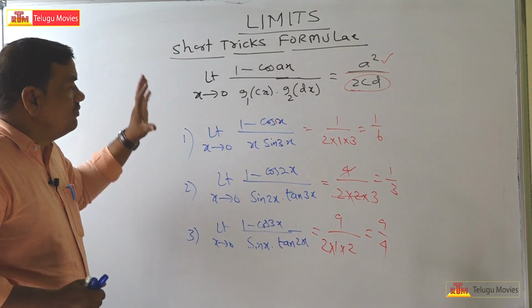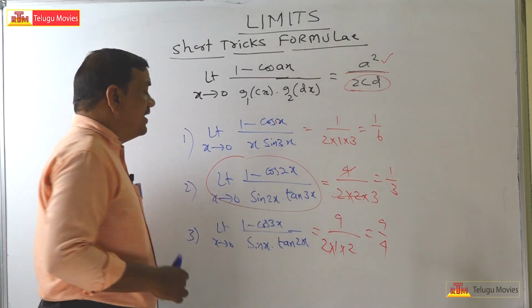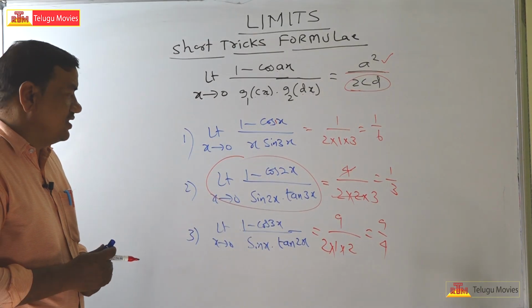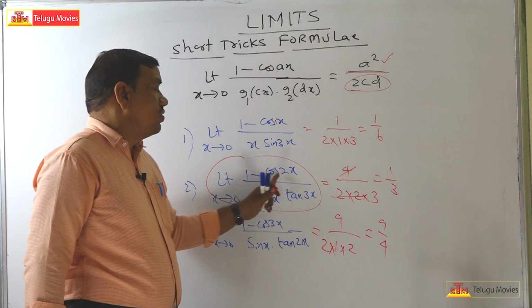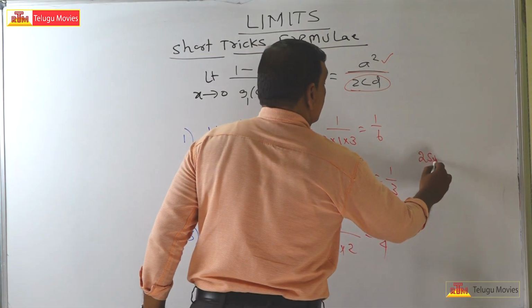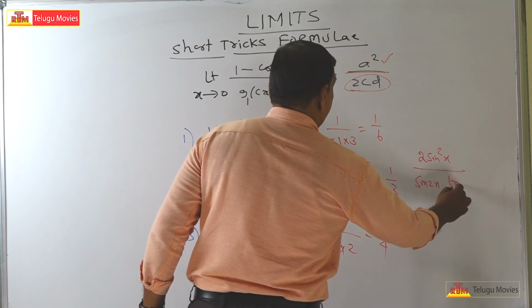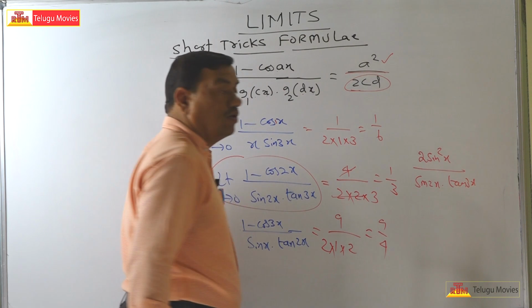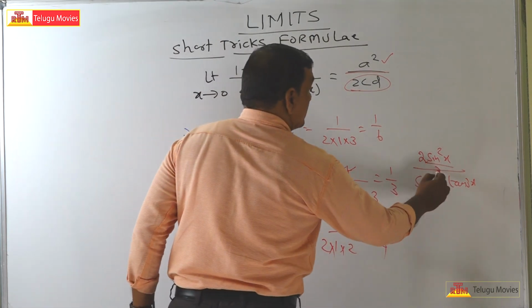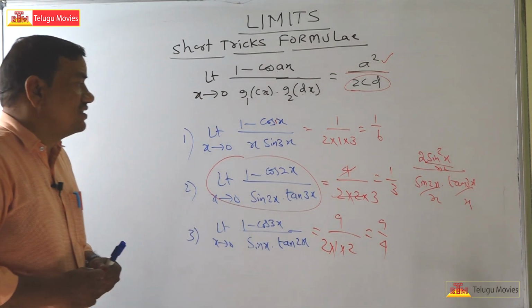So that means the function should be of this form. Otherwise, sir, how can we do it? This can be done in another way also. 1 minus cos 2x you can write as 2 sin square x, upon sin 2x into tan 3x. Now here you can write x square by x. Then also you will get the same answer.